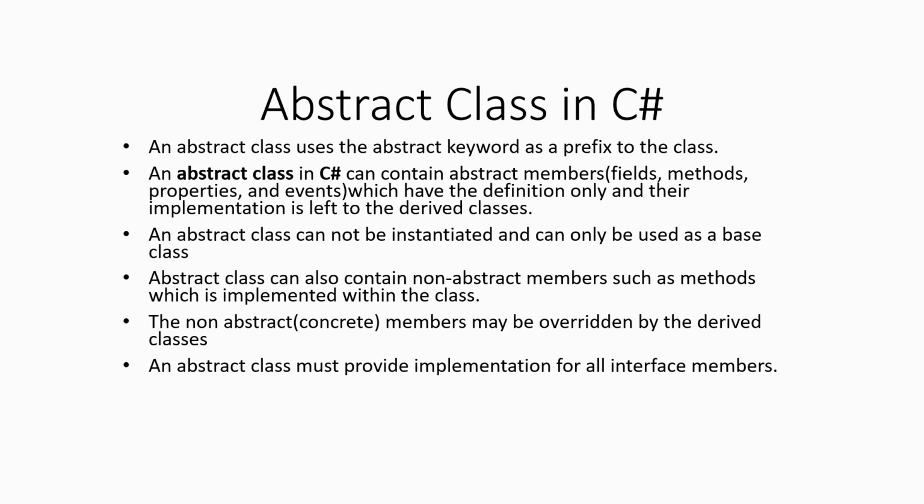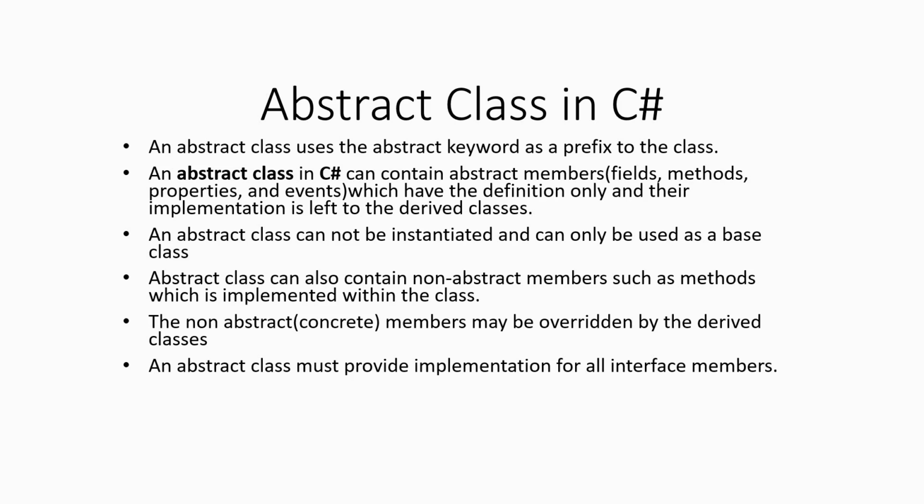And one thing also has to be made clear, that it may not contain any abstract method or any other abstract members at all. It can contain all non-abstract or concrete members, but still it can be marked as an abstract class, in which case the methods have to have full implementation within the abstract class. And the non-abstract or concrete members may be overridden by the derived classes.